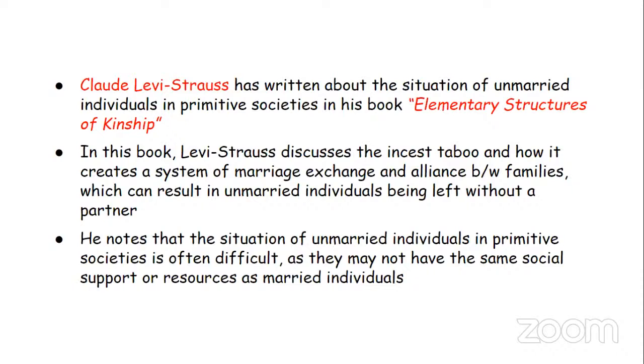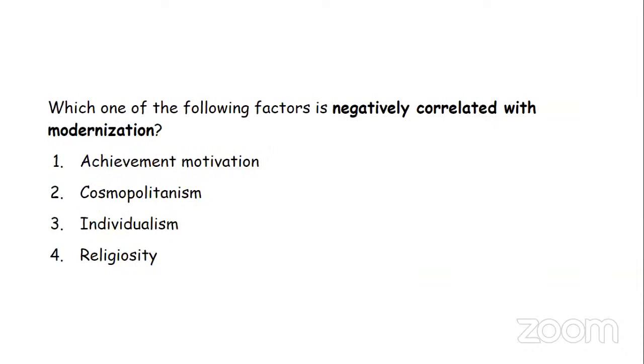I hope it is clear. Let's move to the next question. Which one of the following factors is negatively correlated with modernization? We are not talking about a positive relation. The question is about the factor which is negatively correlated with modernization. The options are achievement motivation, cosmopolitanism, individualism, and religiosity. Among these options, which one is negatively correlated with modernization?